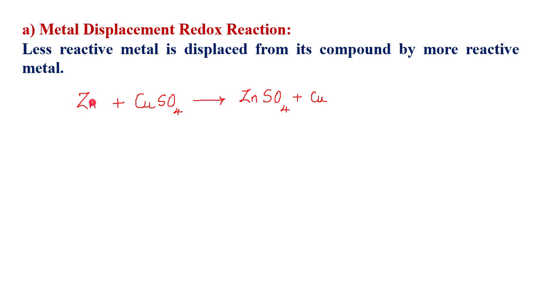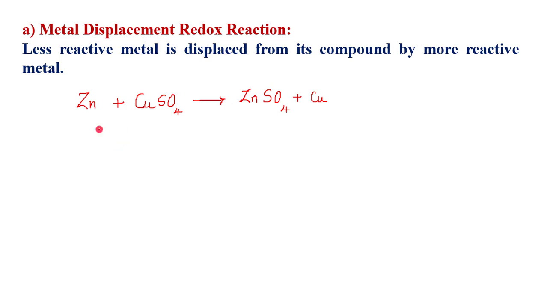Right, overall we can say a more reactive metal is displacing a less reactive metal, or a less reactive metal is displaced by a more reactive metal. Right, in metal displacement, less reactive metal is displaced from its compound by more reactive metal.